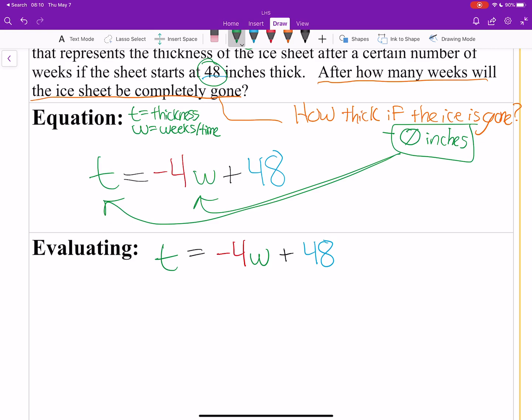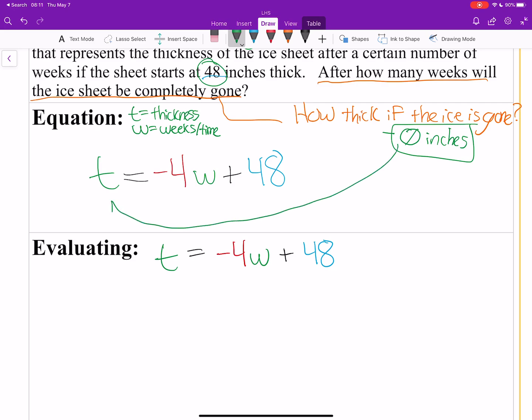Okay. And now I need to decide, is the 0 going in for the W, is 0 going in for T? And we're used to plugging in for our input, right? We're used to plugging numbers in for the X value, which in this case would be W rather than T. But remember, the 0 inches stands for how thick the ice sheet is, right? How thick is the ice sheet if the ice is totally gone? Well, it's 0 inches thick. So what that means is that we actually want to plug in the 0 for T, because we want to know, when is T going to equal 0.